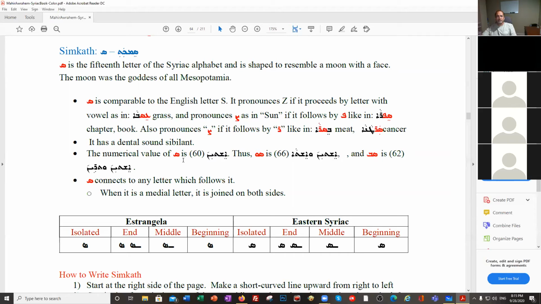The numeric value for simkath is 60, and we say 60 ishti. So simkath wow is 66. Simkath beth is 62.